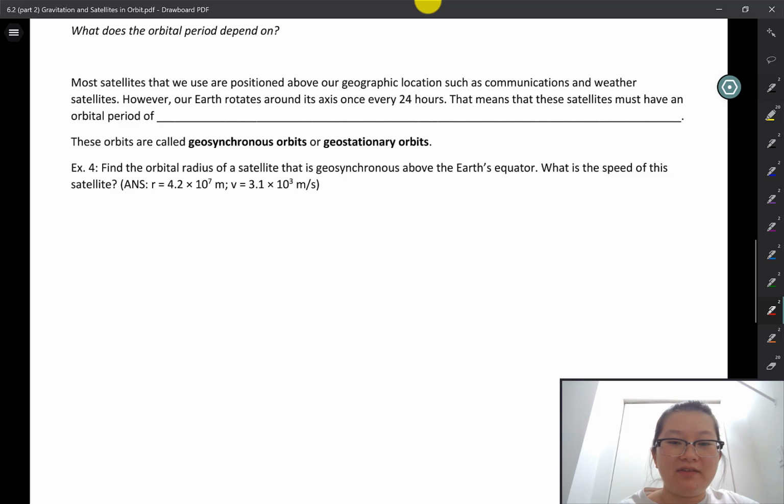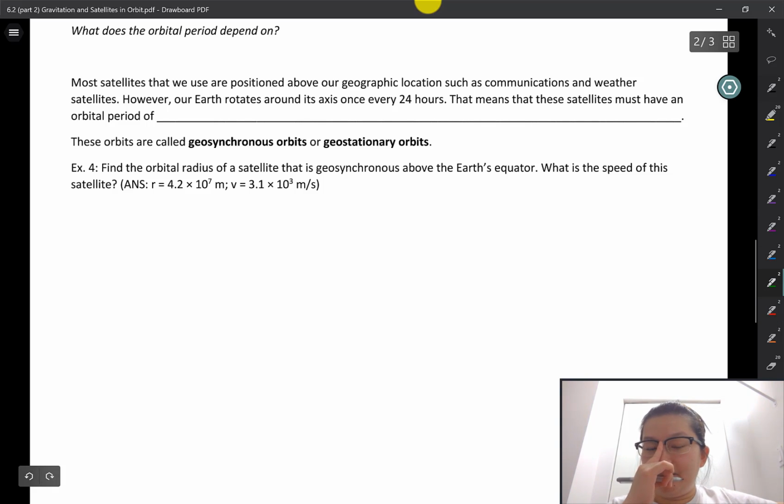Hopefully I'll have enough energy to get us through this last example, example 4 in 6.2 part 2, in which we apply Newton's universal law of gravitation to circular orbits. This one, we're going to talk about geosynchronous orbits. First of all, we need to know what geosynchronous means.